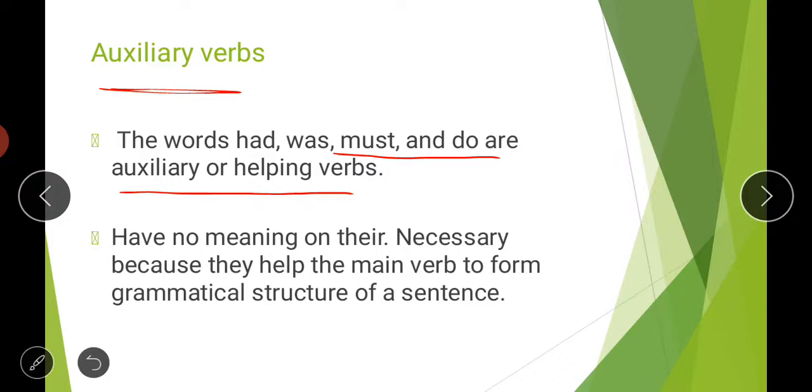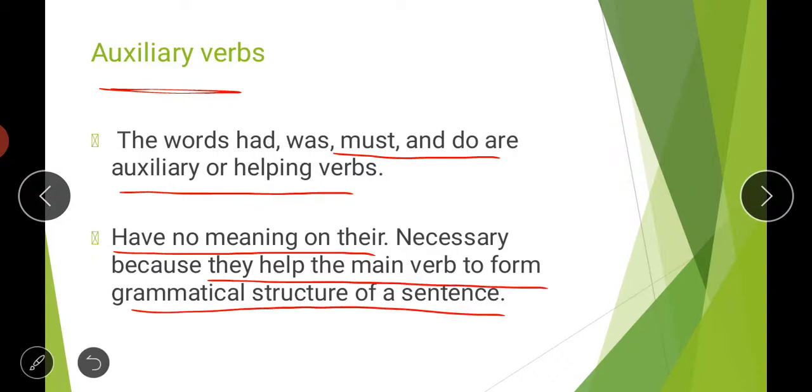They have no meaning on their own. What does it mean? If we have these words alone, had, was, must, they don't have a particular meaning, but they are very necessary because they help the main verb to form the grammatical structure of a sentence. They are used in combination with the main verb to make a sentence meaningful. They help the main verb, that is why they are also called helping verbs or auxiliary verbs. Helping verbs or auxiliary verbs are words like had, was, must, do.